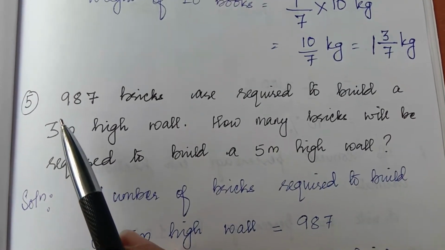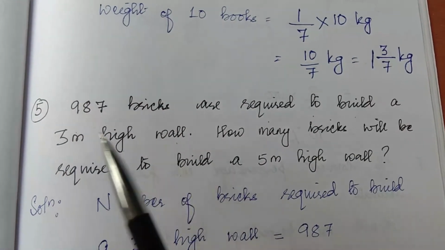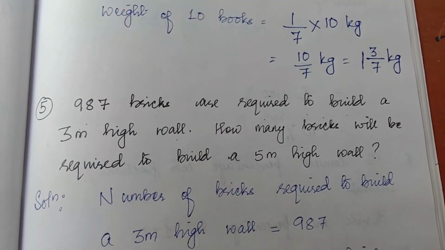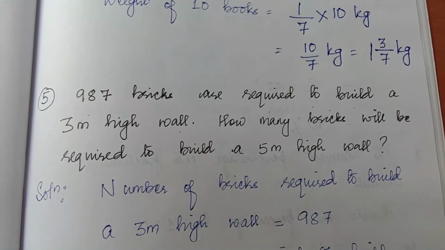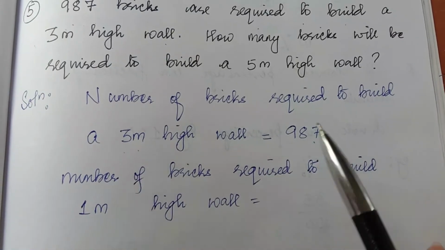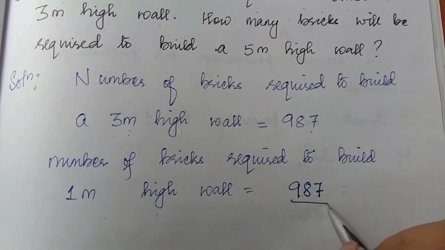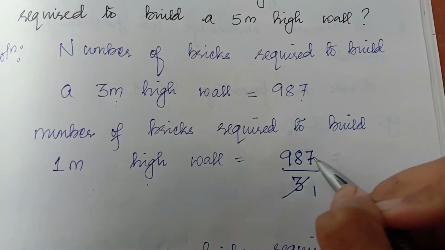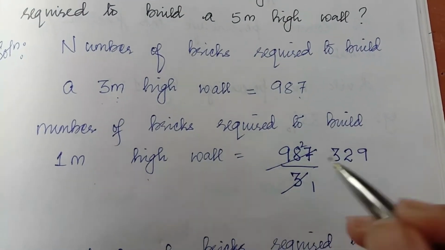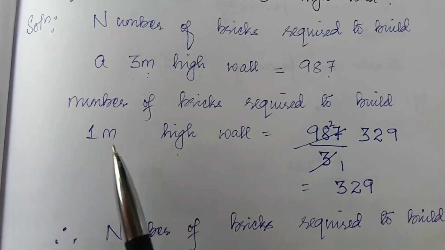Next is number 5. 987 bricks are required to build a 3 meter high wall. So to build 3 meter high wall, these many bricks are required, 987. So we will find for 1 meter how many bricks are required. If for 3 meters these many bricks are required, then for 1 meter we will find 987 divided by 3. Now we will cancel here. 3 ones are 3, 3 threes are 9, 3 2s are 6, 3 9s are 27. So 329 bricks are required to build 1 meter high wall.